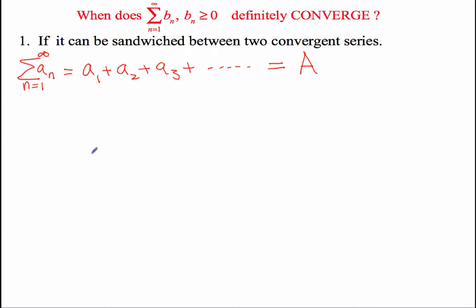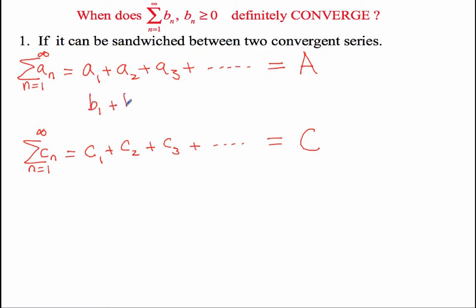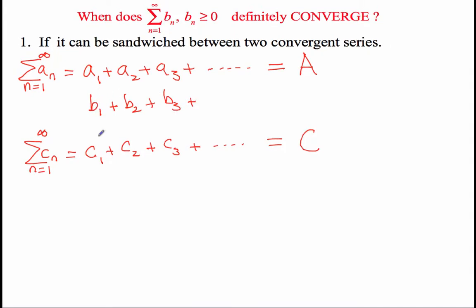Now, let me take another series that's made up of C1 and C2 and C3, and all of these add up to some other number. Let's call that C. And of course, this is the summation from n equals 1 up till infinity of Cn. Now let's say that there is this sequence B1, B2, B3. B1 lies between A1 and C1. B2 lies between A2 and C2. B3 between A3 and C3 and so forth.